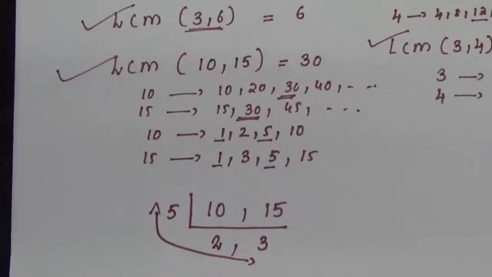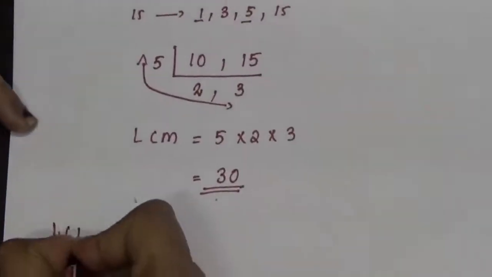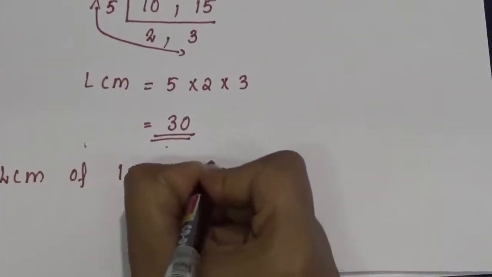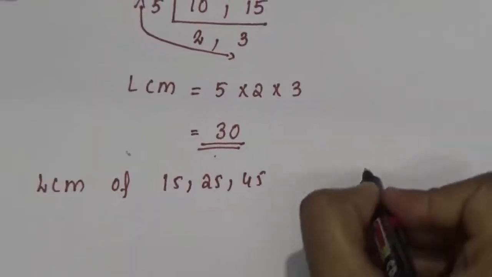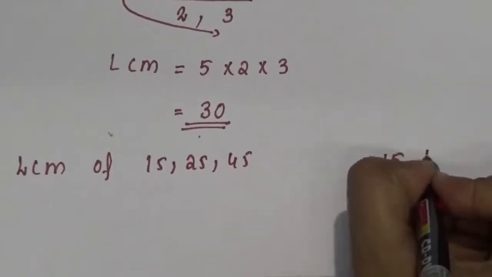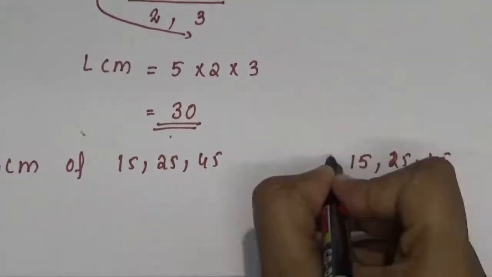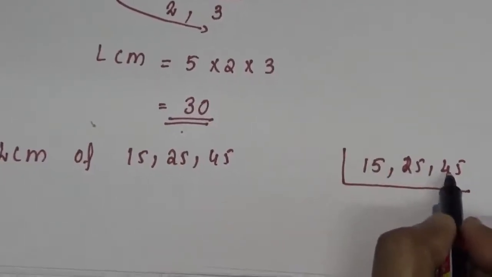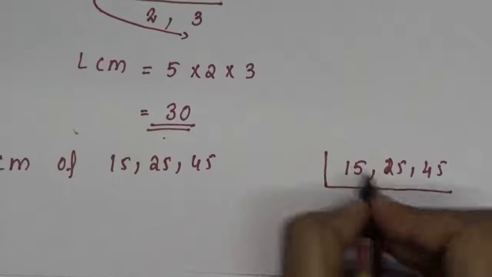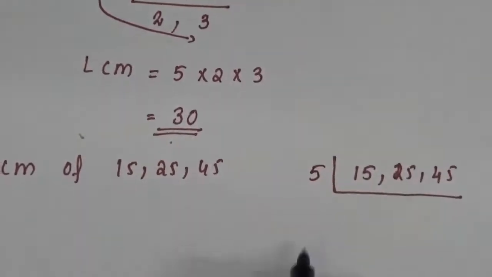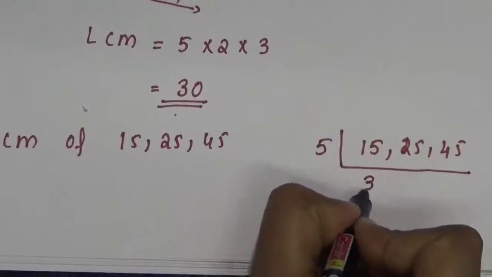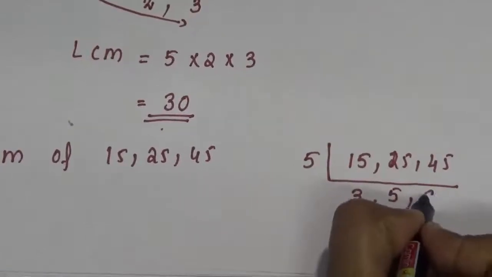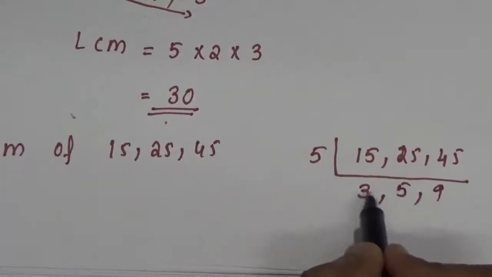Now let's try to find the LCM of 3 numbers. Find the LCM of 15, 25, 45. So how will you find the LCM of these 3 numbers? Write the numbers 15, 25, 45, and divide them by a number. We can say that 15, 25 and 45 are multiples of 5. So let's divide these 3 numbers by 5. 15 by 5 is 3. 25 by 5 is 5. 45 by 5 is 9. So you have got 3, 5, 9.